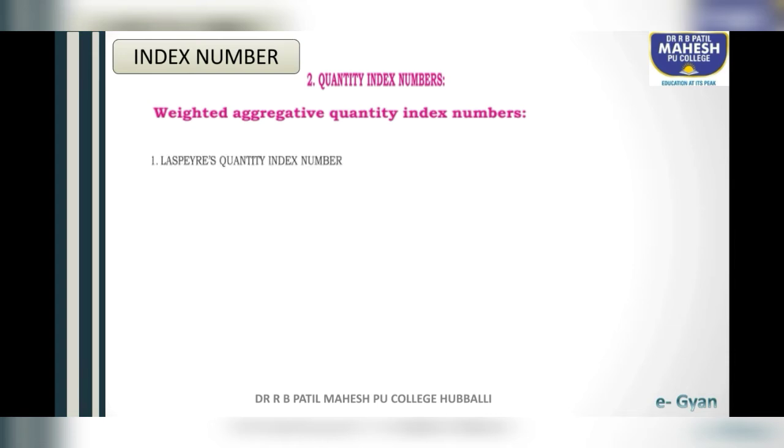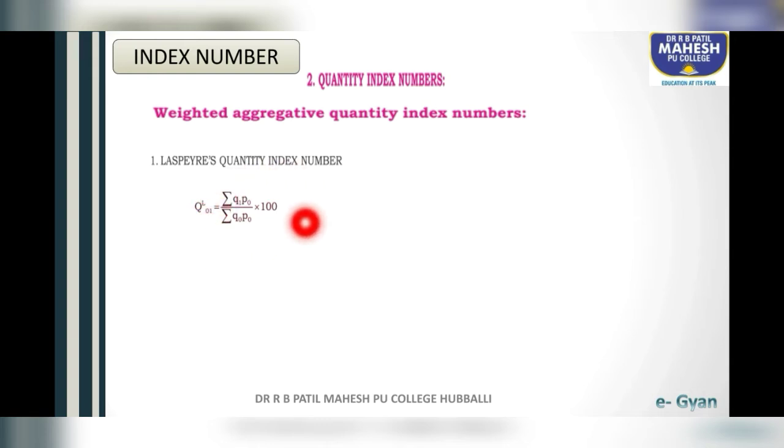The first formula is Laspeyres quantity index number. So the formula of Laspeyres quantity index number is given by, see students, the symbol: because it is a quantity index number, we have to take capital Q01L. L means Laspeyres. If it is a price index number, we write capital P. Here the formula is a quantity index number, so that's why you have to write Q01. So Q01 of Laspeyres is equal to summation Q1P0 divided by summation Q0P0 into 100.